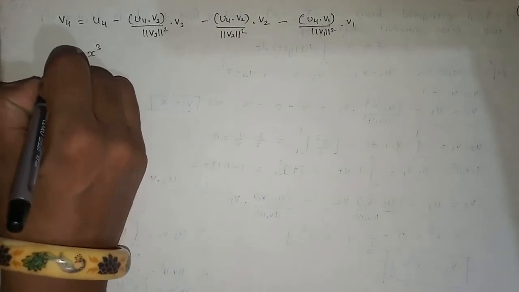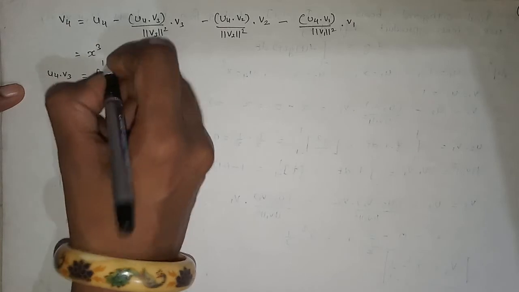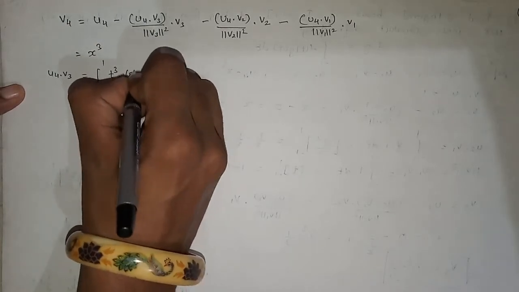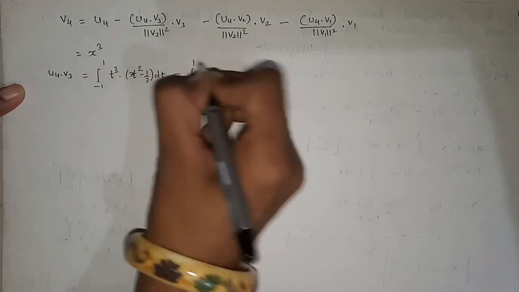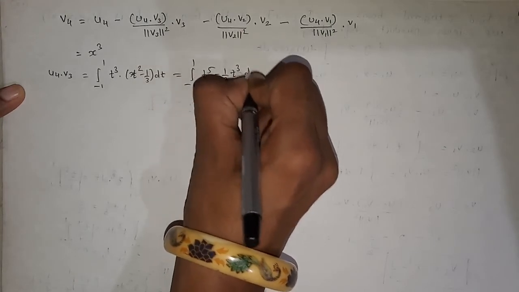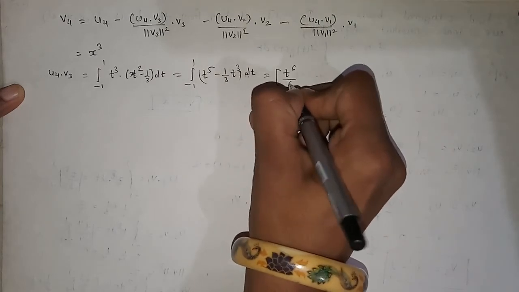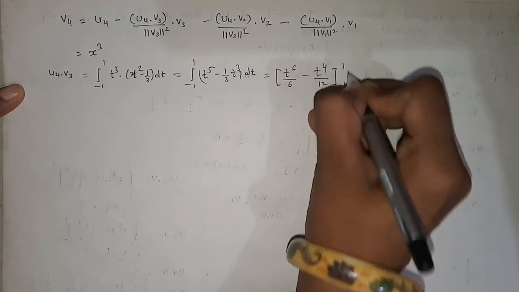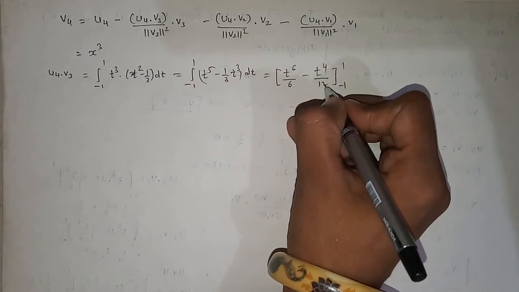So first one, u4 dot v3. So integration from minus 1 to 1, u4 we have x cube, so t cube dot v3, we are getting as t square minus 1 by 3 dt. So integration from minus 1 to 1 of t raised to 5 minus 1 by 3 t cube dt. So on integrating this we are getting t raised to 6 by 6 minus t raised to 4 upon 12, from minus 1 to 1. So 3 is already there and 4 is multiplied with 3, so this becomes 4.